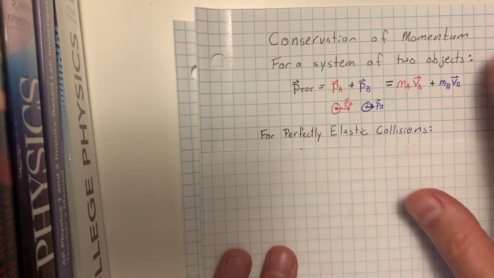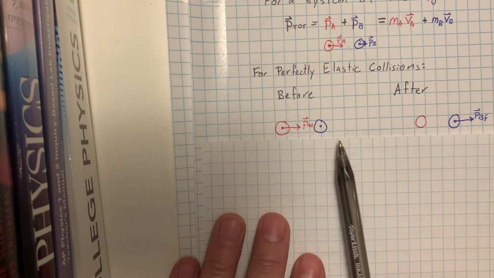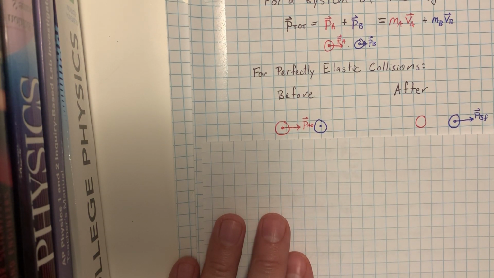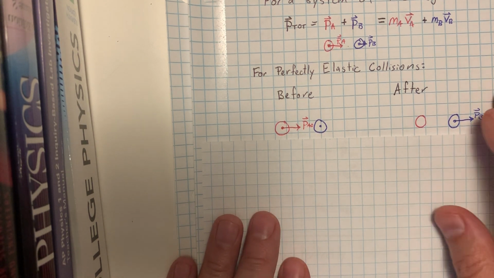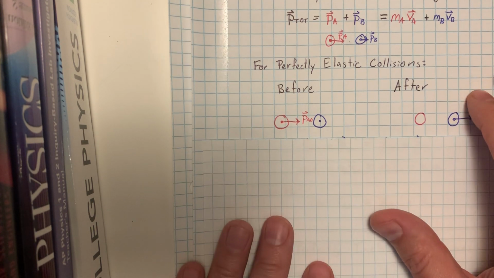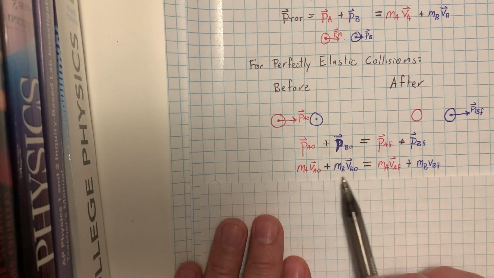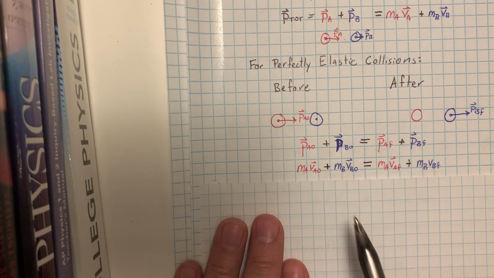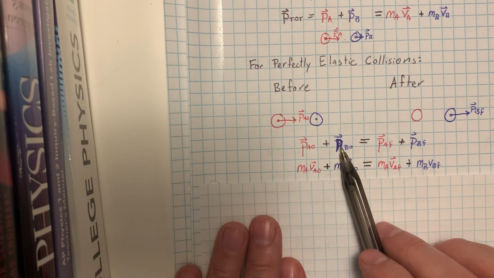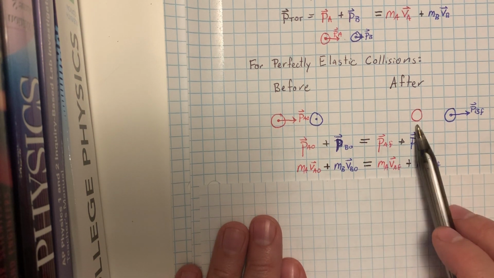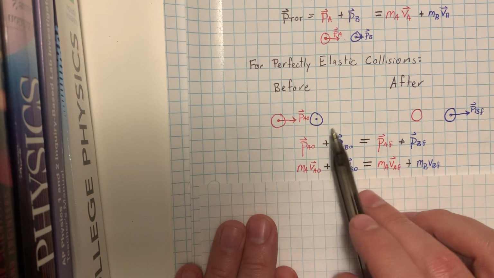So for a perfectly elastic collision, before the collision, if I have an object at rest being hit by an object that's moving, it transfers all that momentum. When I write this, every object is going to get its own momentum term, because every object has momentum. So PA naught would be here, PB naught here, PAF here, and PBF there.